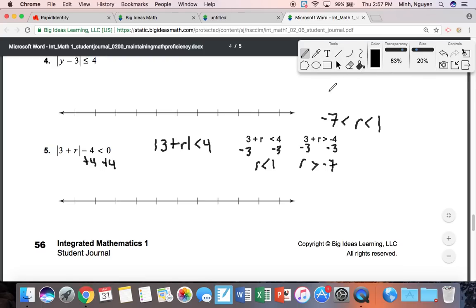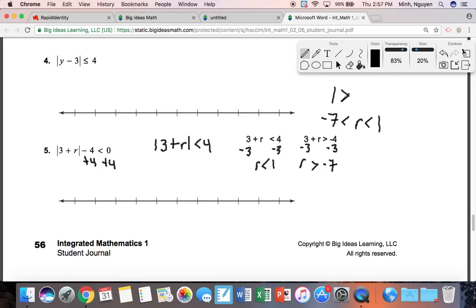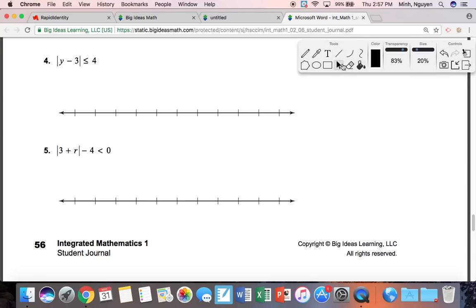As an example, I could also write it the other way around. 1 is greater than r is greater than negative 7. If I ignore the r and just say 1 is greater than negative 7, that's true, so I still wrote it right. Just a little demo for you guys on the structure of this compound inequality. Okay, moving on.